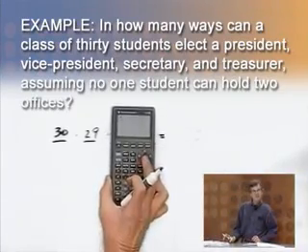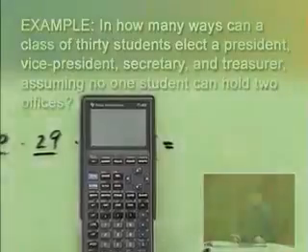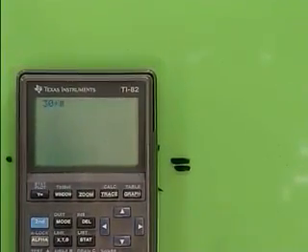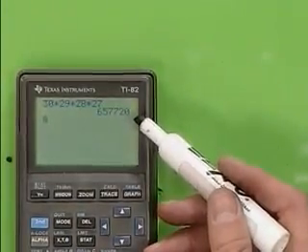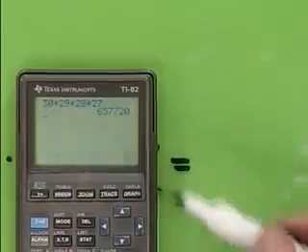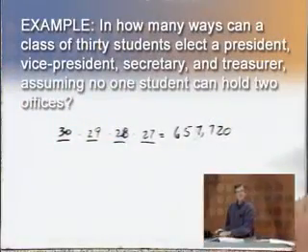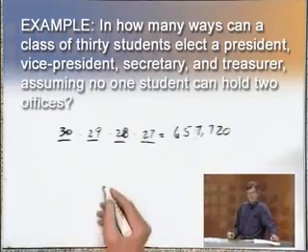So if I multiply these numbers together, we will get, if we zoom in, 30 times 29 times 28 times 27. So there are going to be 657,720. That's almost 2/3 of a million. Let's write that down here. 657,720.